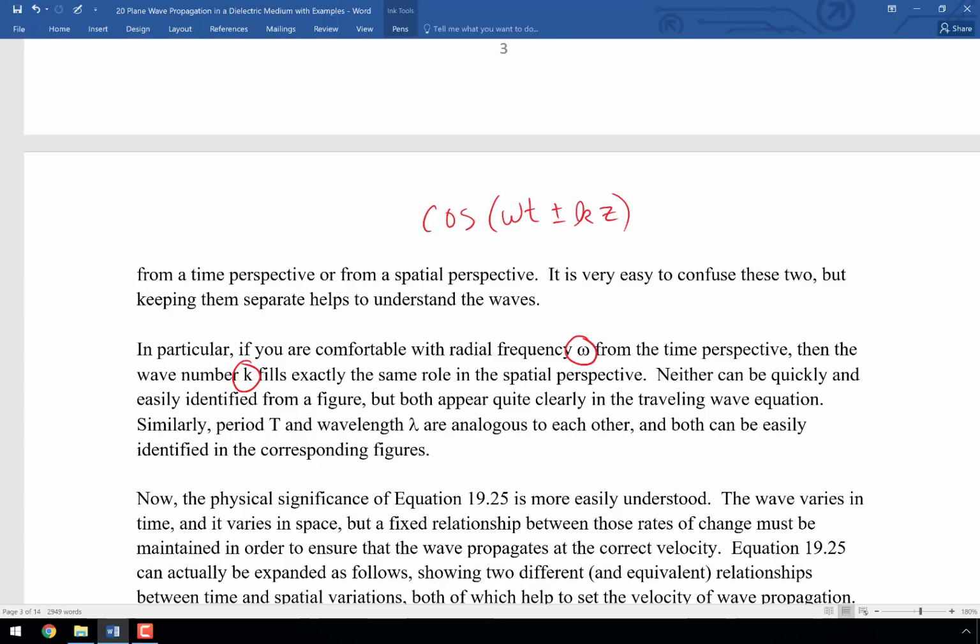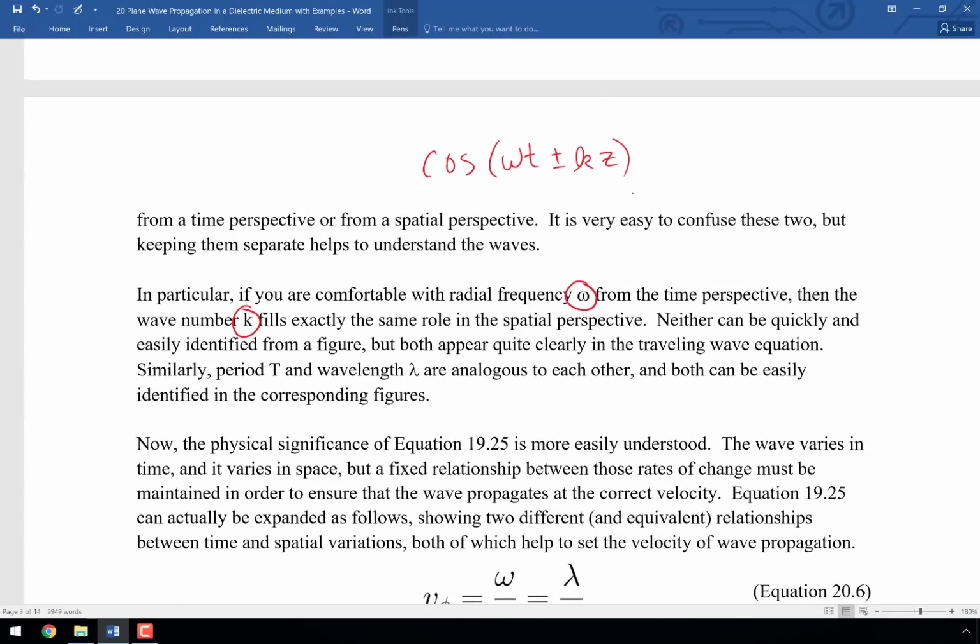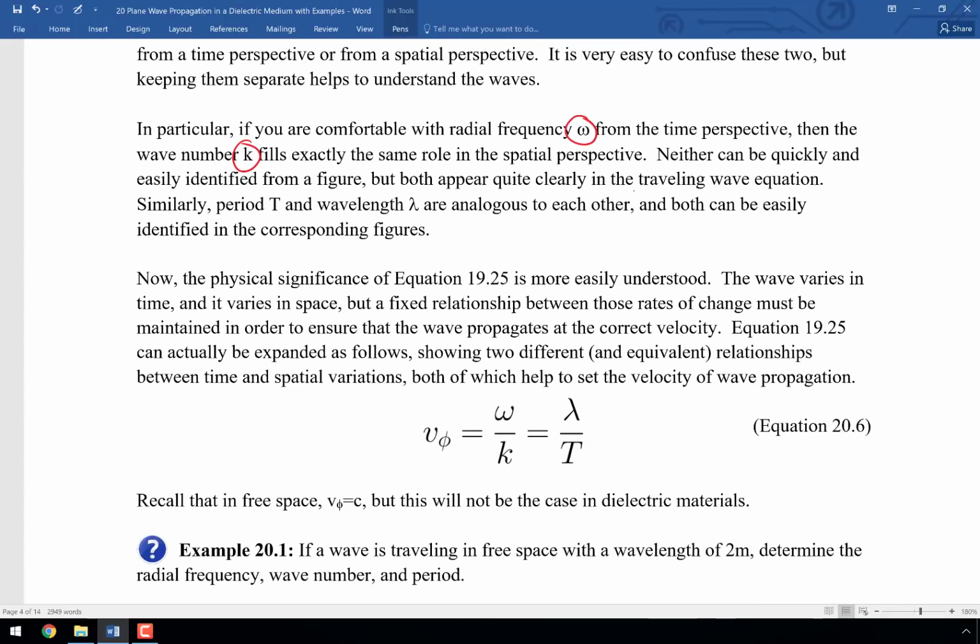Yes, there's other variables that are floating around out there, but omega and k are the gold standard. They are the two most important variables, and they are analogous to each other. Neither can be quickly identified from the figure, but both appear quite clearly in that equation. So I want you to be aware of omega and k there.